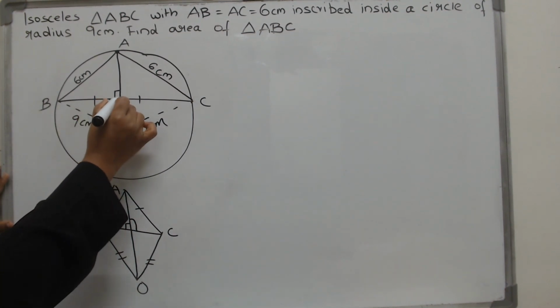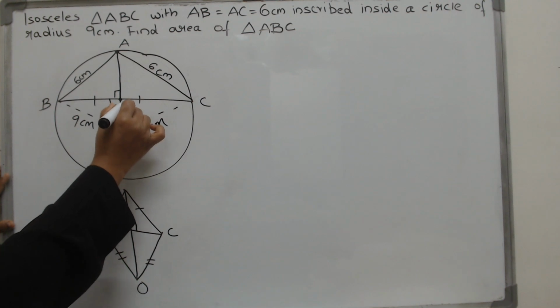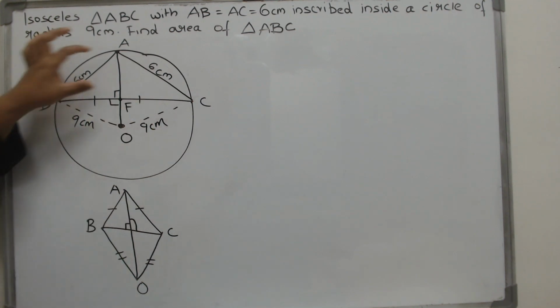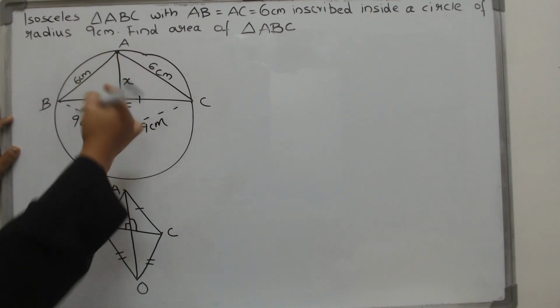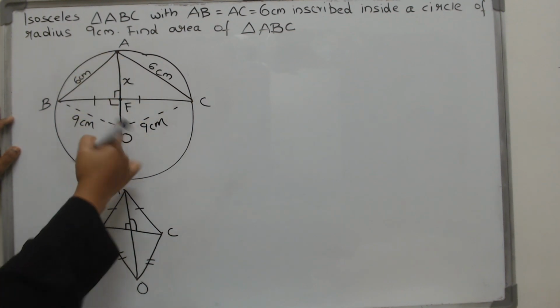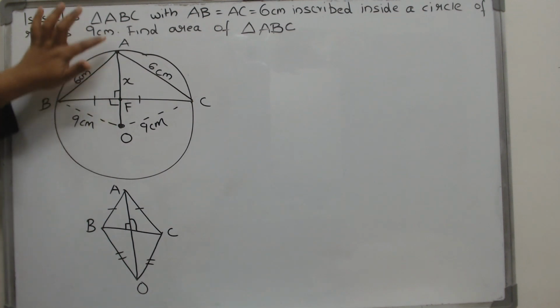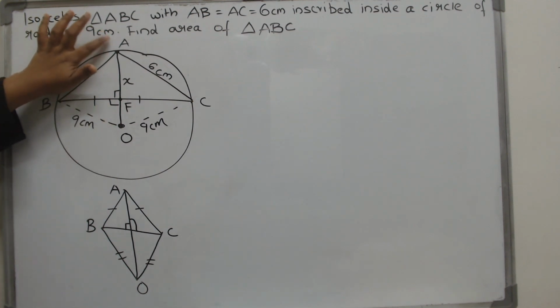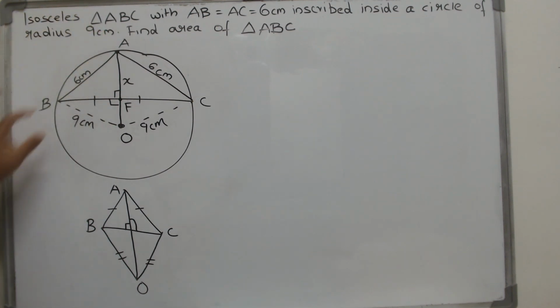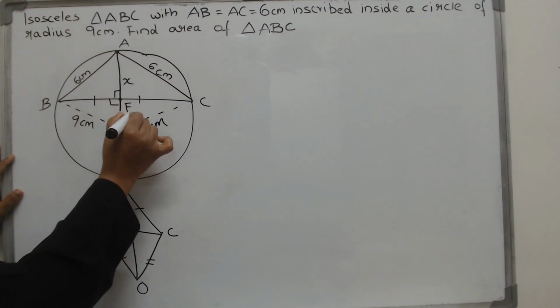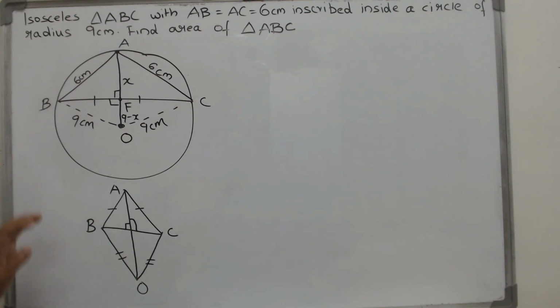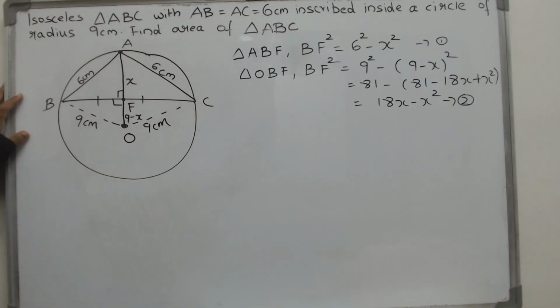Now, suppose the place where it cuts, I will name this F. I will name this part as say X. Let this much be X, and this much FO would be how much? The whole of OA is the radius, which is 9 centimeters. If this is X, then FO will be what? It will be 9 minus X. So now what do we have?